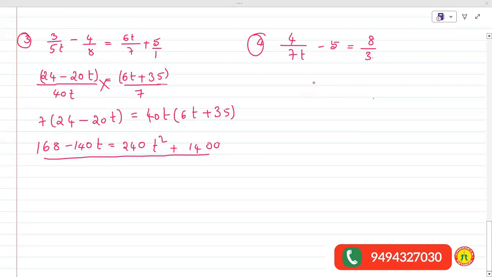Sir, I'm doing cross multiplication in this problem, sir. Yeah, cross multiplication is needed, but how? Sir, when you send the minus 5 to the other side, it will become plus 5. When we are doing plus 5, we have to get denominator 3, so it should be 15 by 3. When we are doing 8 by 3 plus 15 by 3, we are getting 23 by 3, sir. Then 70 times 23 is equal to 4 into 3. Yes, then we can solve.